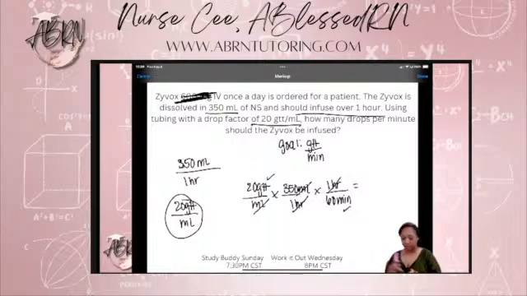Okay. So 20 times 350 divided by 60 is going to be 116.6 repeating. So if we rounded that to the nearest whole number, our answer would be 117 drops per minute.